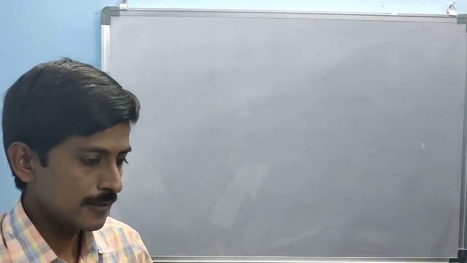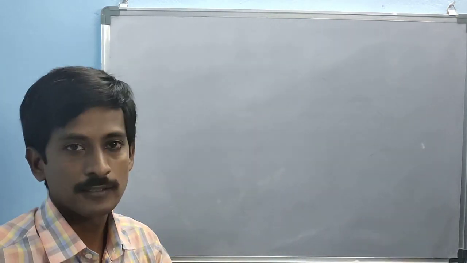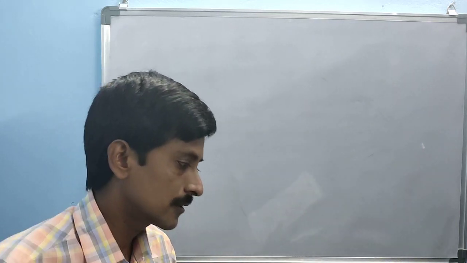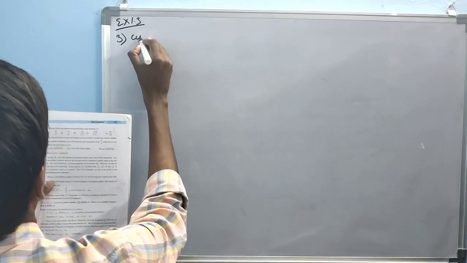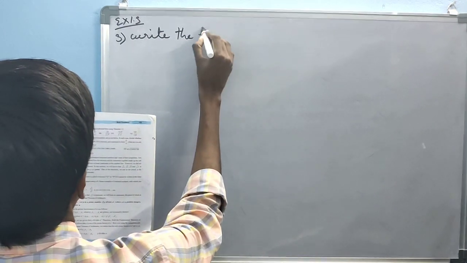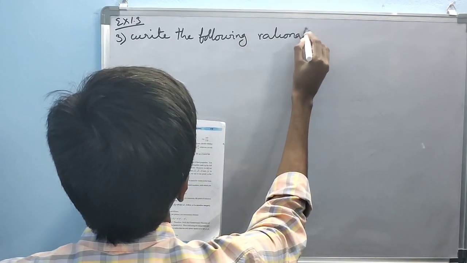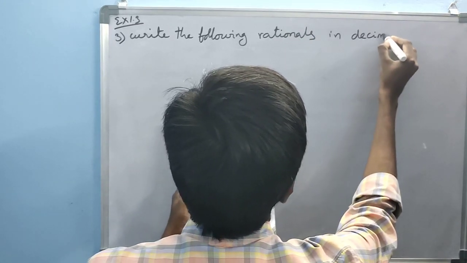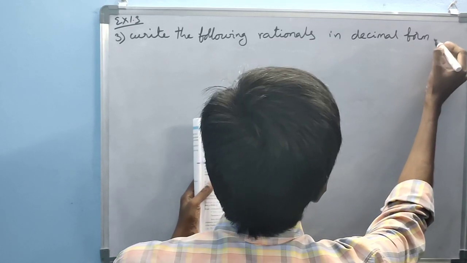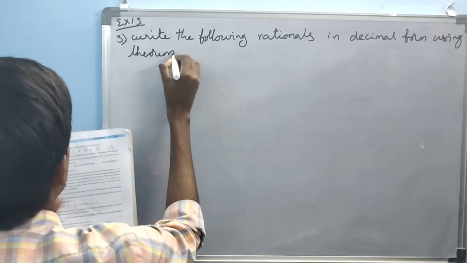Today I am going to explain exercise 1.3, third problem. Yesterday I gave the homework, the second one. So today I will start the third problem. What is given in the third problem is: write the following rationals in decimal form using theorem 1.2.